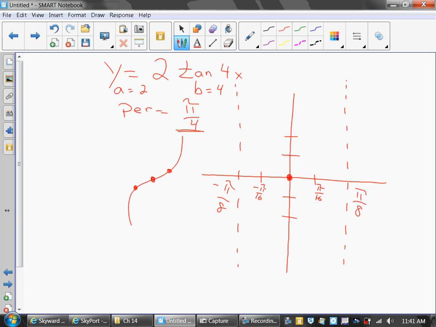A value, again, is 2. So it occurs here, 0, 0, and here. And I'm not worried about shifts right now, so this can be a solid line. And that's a tangent function.